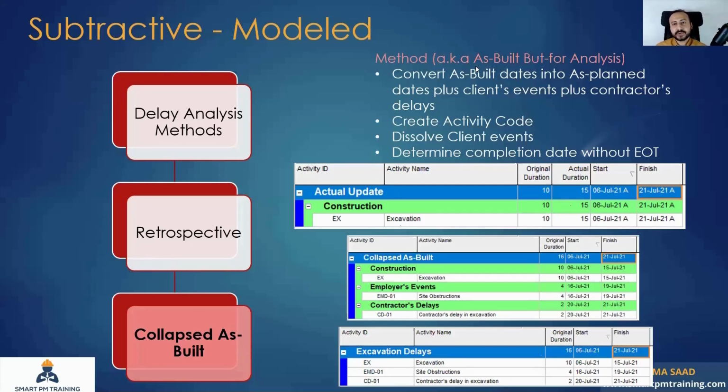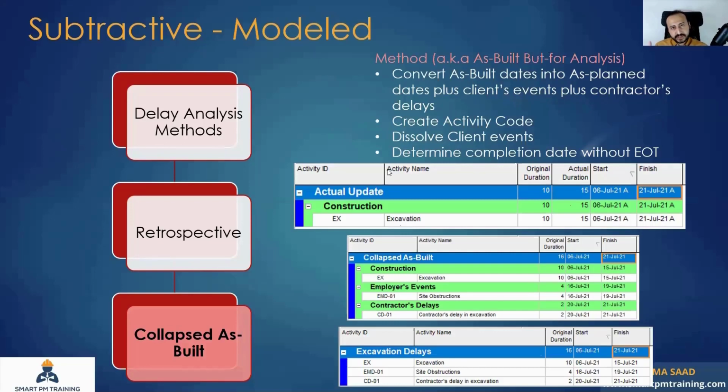So it's actually equally used. Many people refer to this method with this name, as-built but for analysis. Many people also equally refer to it as collapsed as-built. You have to understand it's the same method. So you convert the as-built dates into as-planned dates, okay? Plus the client's events, plus the contractor's delays.